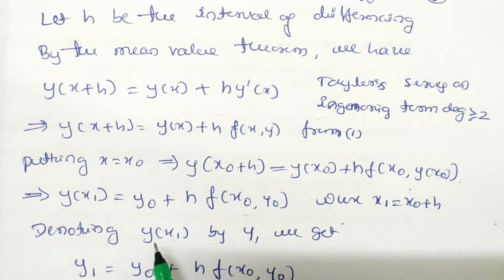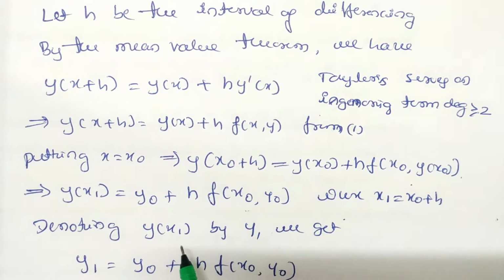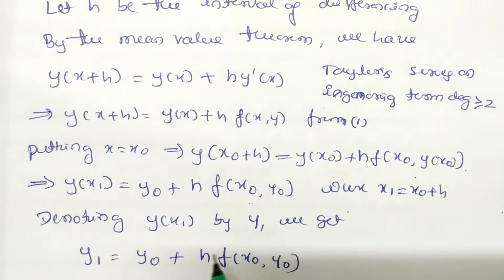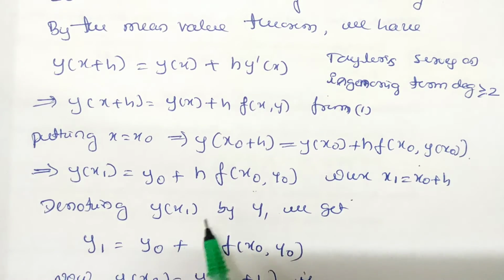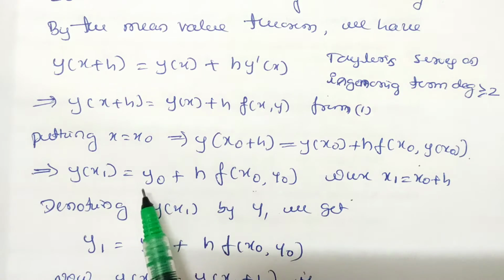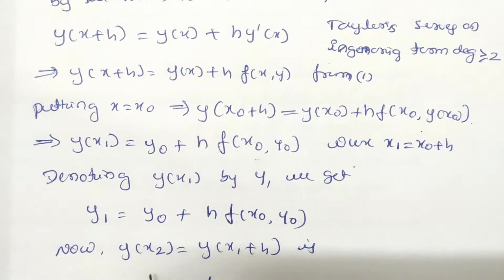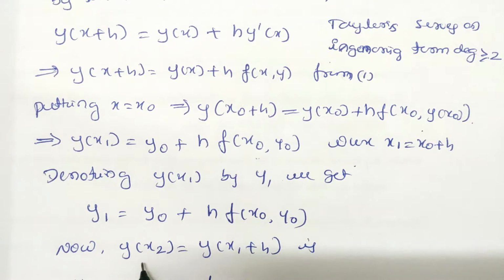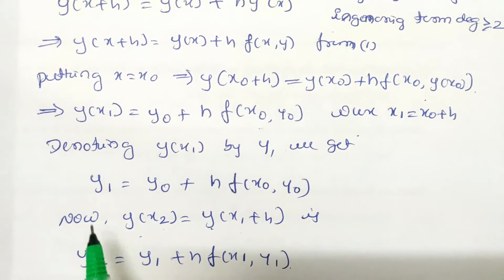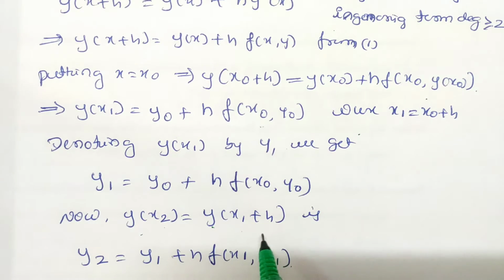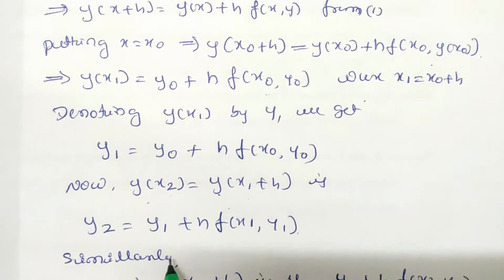Now denoting y at x1 as y1, this implies y1 equals y naught plus h into f of x naught, y naught. Now for the next value, y at x2 is y2, so y2 equals y1 plus h into f of x1, y1. Just replace x0 by x1 and y0 by y1, and you will get this.